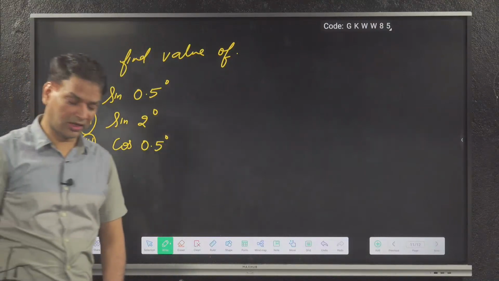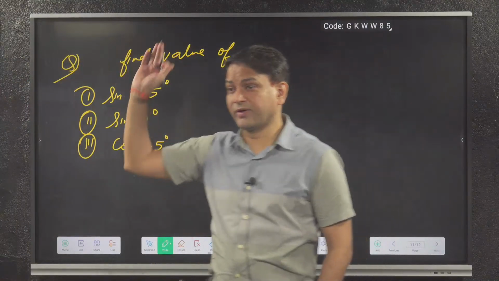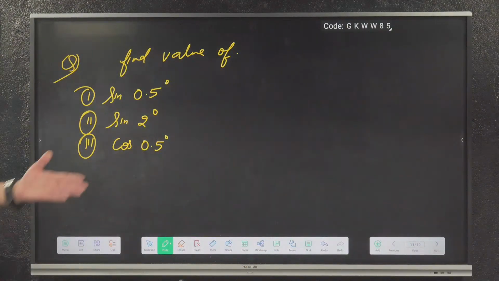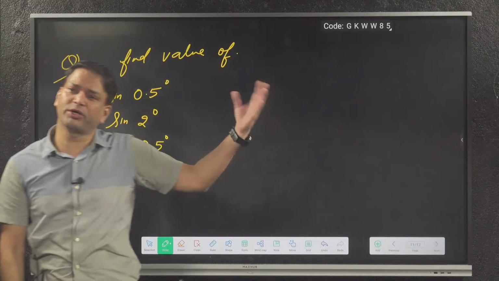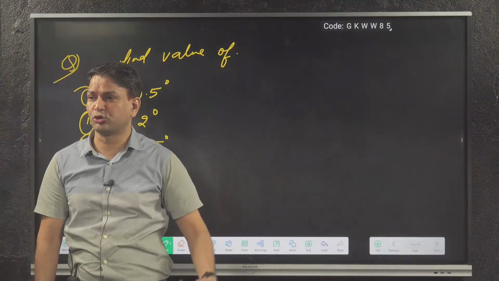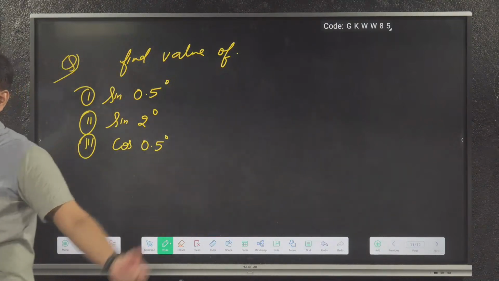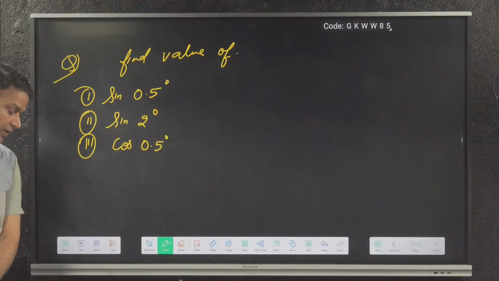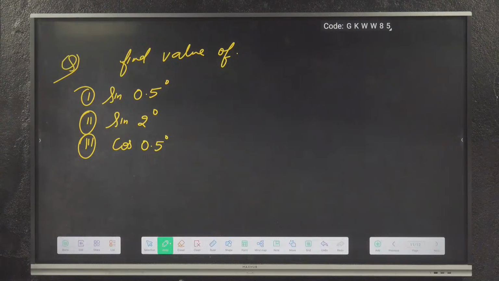Tell fast. What are the values? We don't know these values. We know the sine 30, sine 37, sine 47, but we don't know the value of sine 0.5 degree. We don't know the value of sine 2 degree. How can we find these values: sine 0.5 degree, sine 2 degree, and cos 0.5 degree? What values can we take?